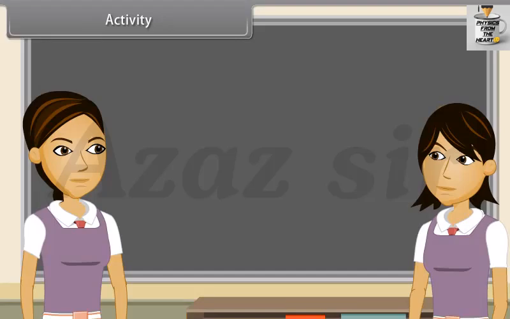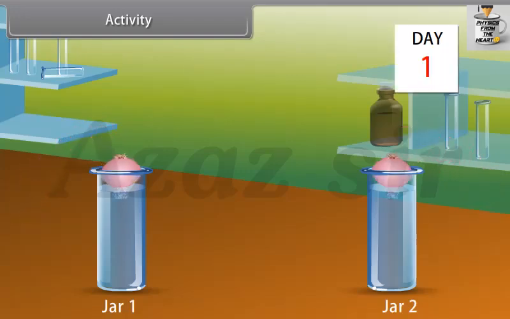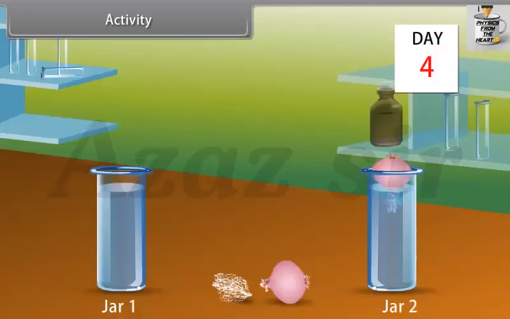Activity. We can prove where meristematic tissues are found by doing an activity. I will take a glass jar and Ankita, you will also take a similar glass jar filled with water. Then we will place same-sized onion bulbs on each jar for 3 days to observe the growth of roots. Yes, we will measure the length of roots on day 1, 2 and 3. Then on the 4th day, you will have to cut the roots of the onion bulb. Then again, place it on the jar. On the 5th day, we will again measure the root length.